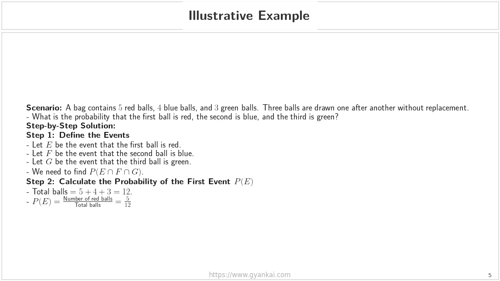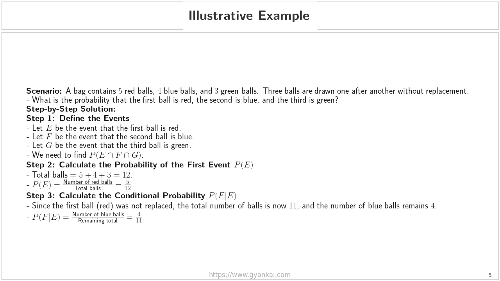Moving to step 2, let's calculate the probability of our first event, P of E first. We find the total number of balls in the bag by adding 5, 4, and 3, which gives us 12. Since there are 5 red balls, the probability of event E is 5 over 12.